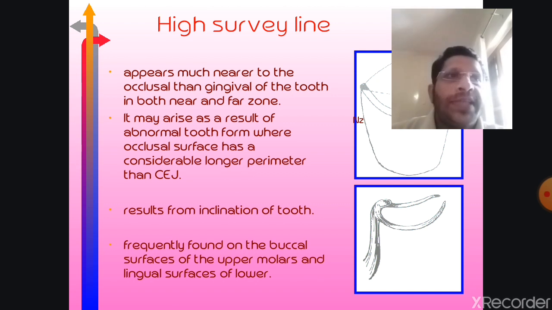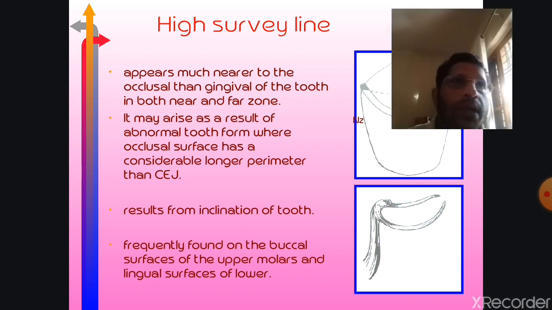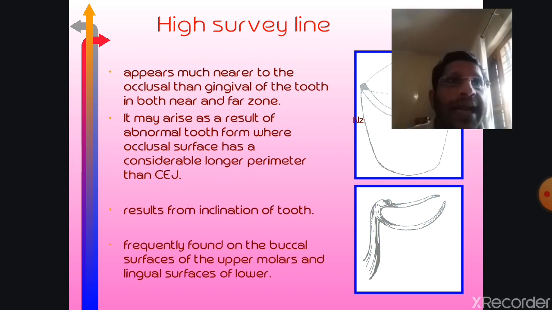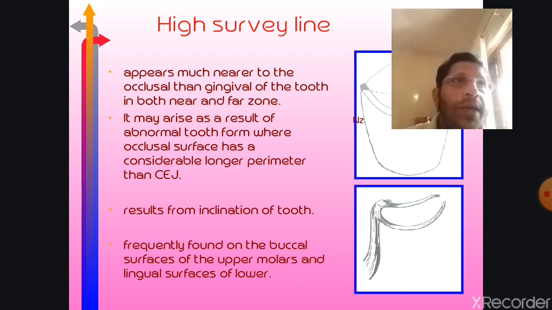So individually we will see what is high survey line, what is medium survey line, what is low survey line, what is diagonal survey line. High survey line appears much nearer to the occlusal than the gingival surface of the tooth in both near and far zone. Near zone is nothing but the area which has been close to the edentulous area or saddle, and far zone is the area which has been away from the edentulous area or saddle.